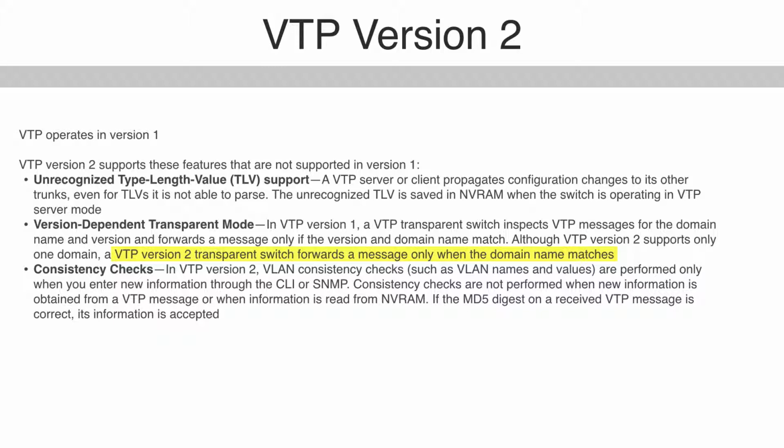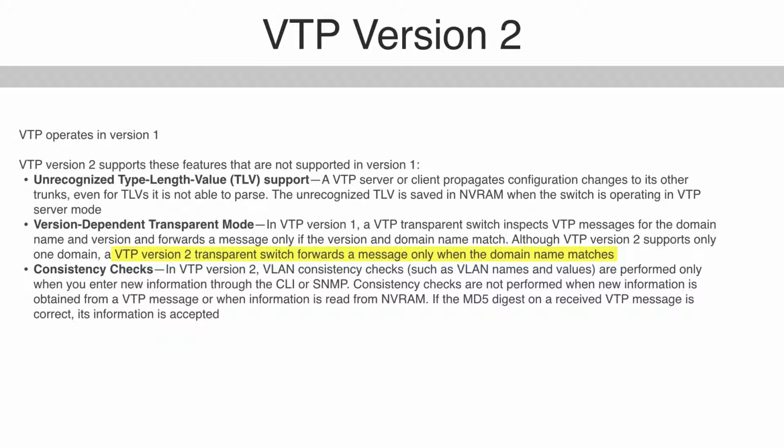The unrecognized TLV is saved in NVRAM when the switch is operating in VTP server mode. Version-dependent transparent mode. In VTP version 1, a VTP transparent switch inspects VTP messages for the domain name and version and forwards a message only if the version and domain name match. Although VTP version 2 supports only one domain, a VTP version 2 transparent switch forwards a message only when the domain name matches.